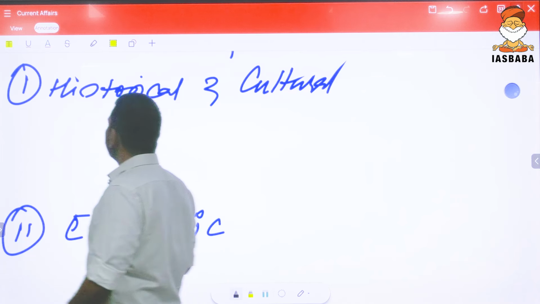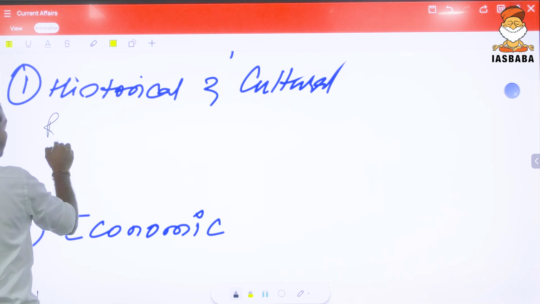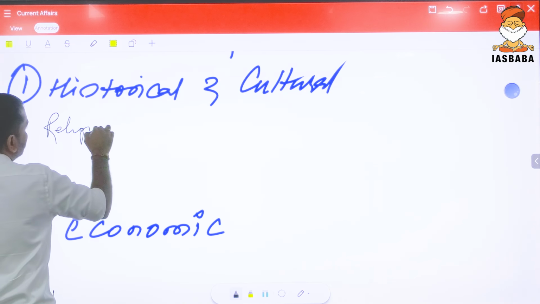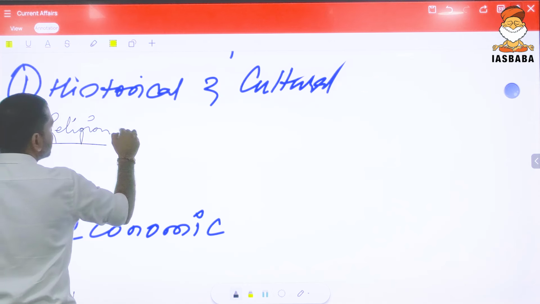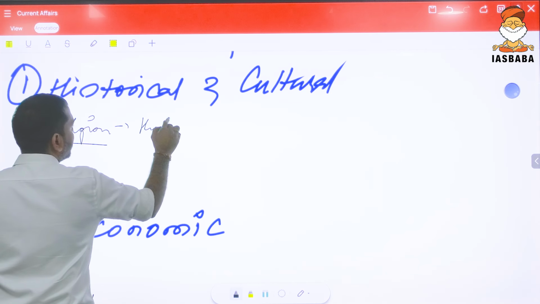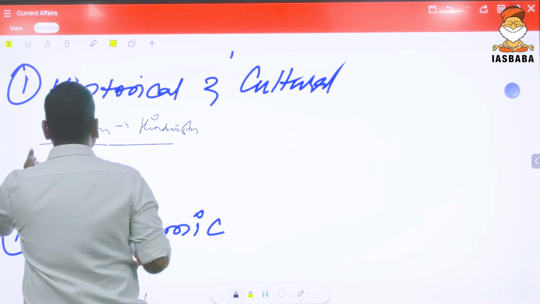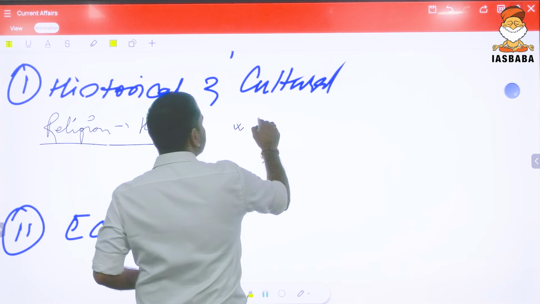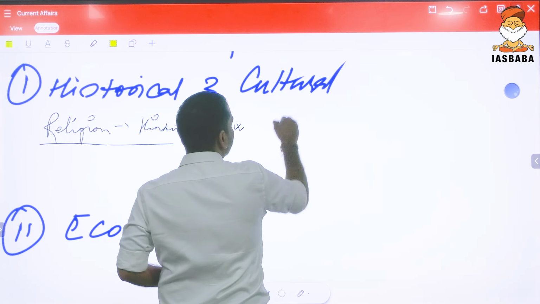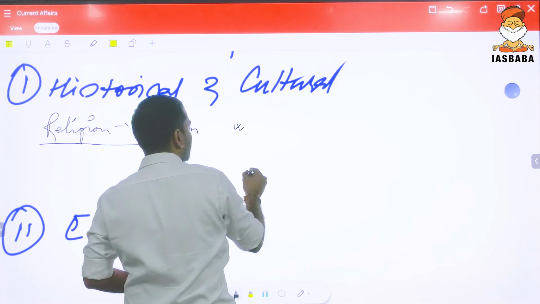In that significance, we have to see historical and cultural. So under historical and cultural, there is the religion that is the same in both, that is Hinduism, right? And then you will see another thing, that is the festivals that we celebrate.